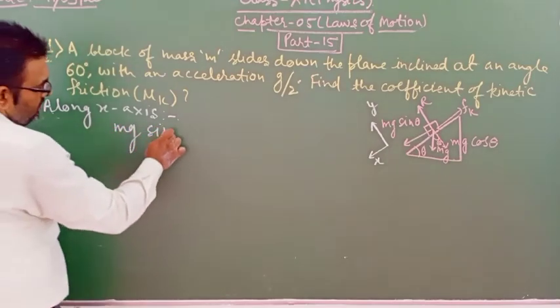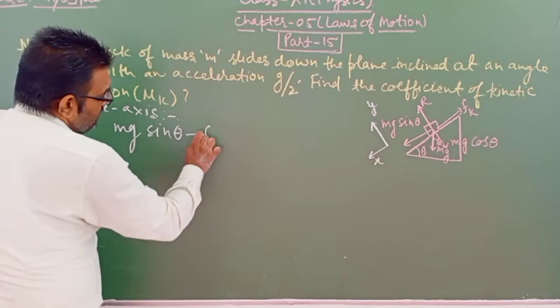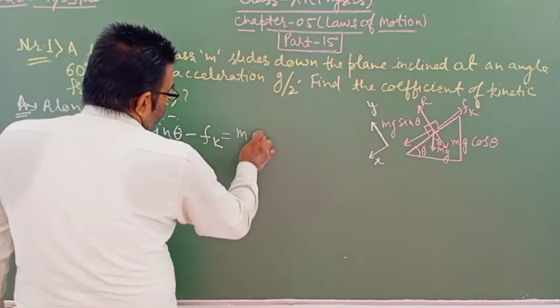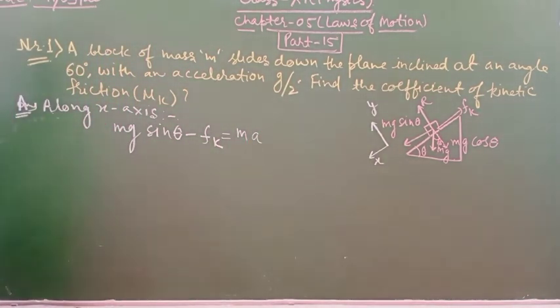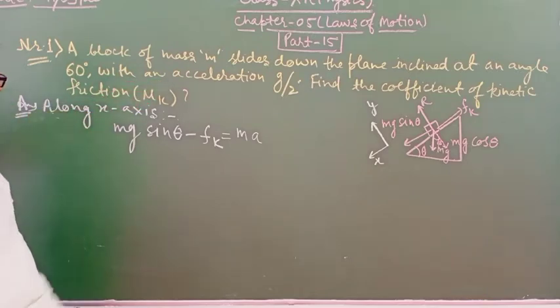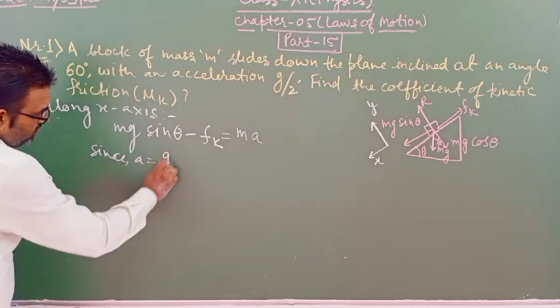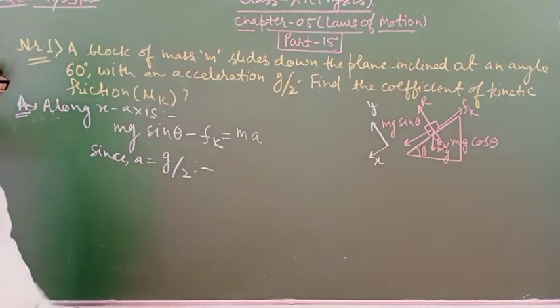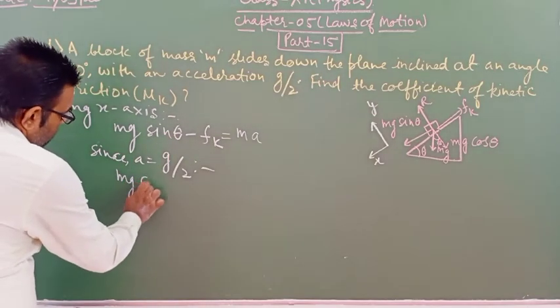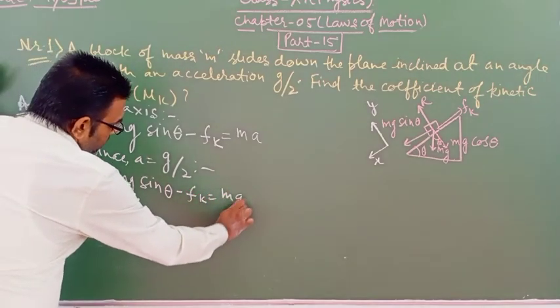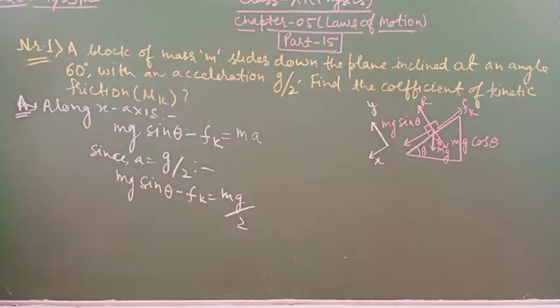mg sin theta minus Fk is equal to ma. Clear, students? Now here, the acceleration of the block is given as g by 2. Since a is equal to g by 2 is given in the question, we can write it as mg sin theta minus Fk is equal to mg by 2. Now putting the values and calculating the value of Fk.